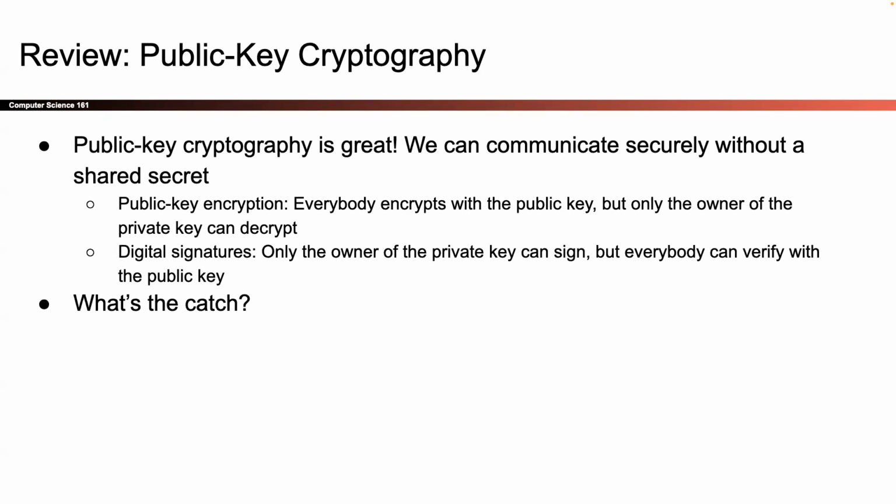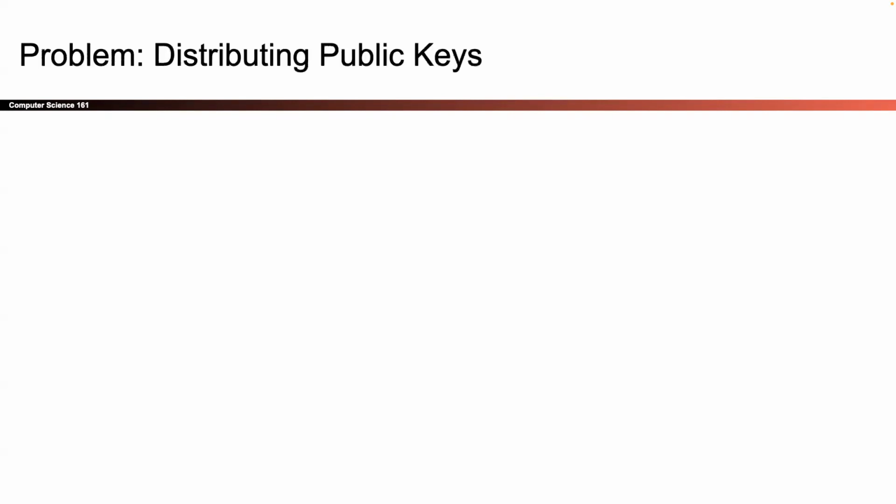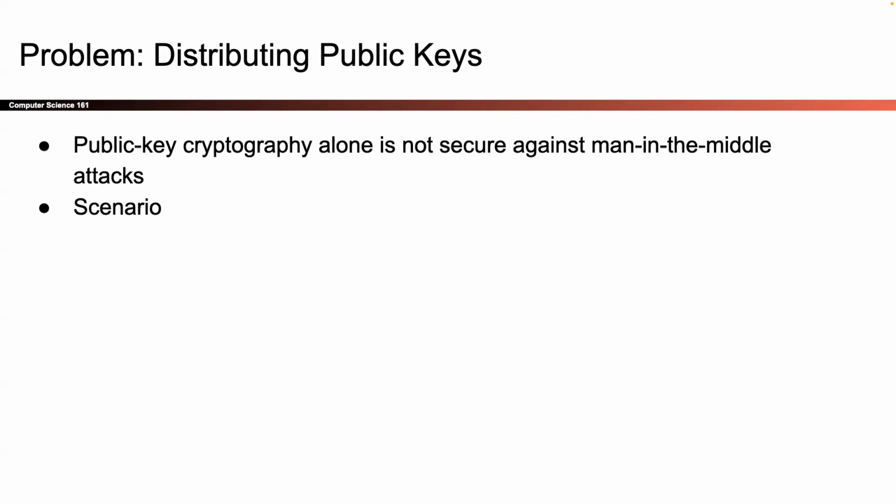Like, how can this be possible? Are there any catches? So there is one catch, and maybe you've already spotted it, but it's kind of subtle. The catch is that public keys are kind of hard to distribute. So, what do I mean by that?